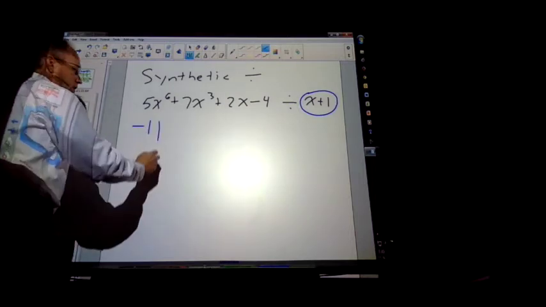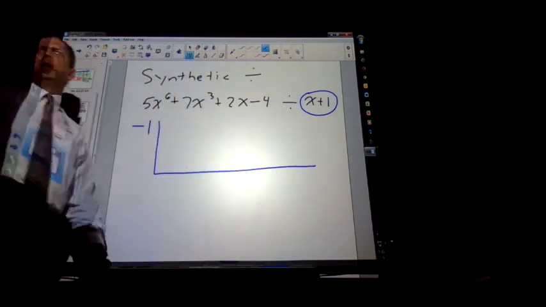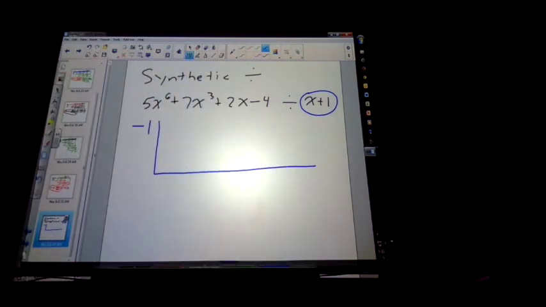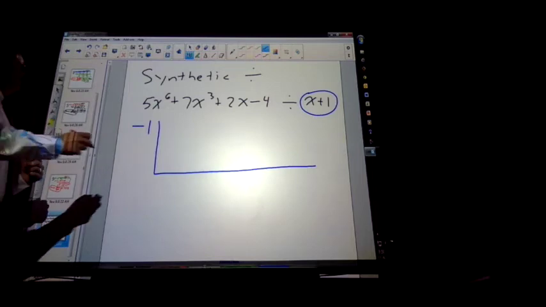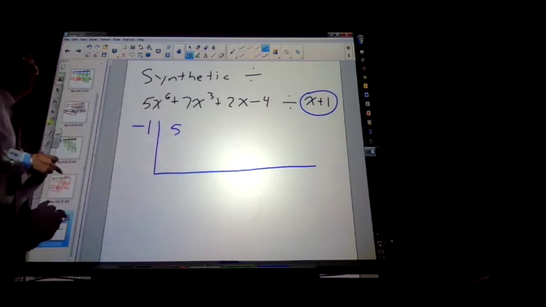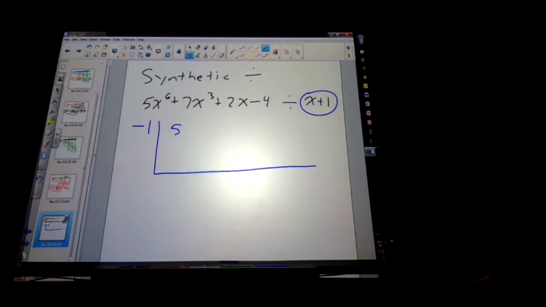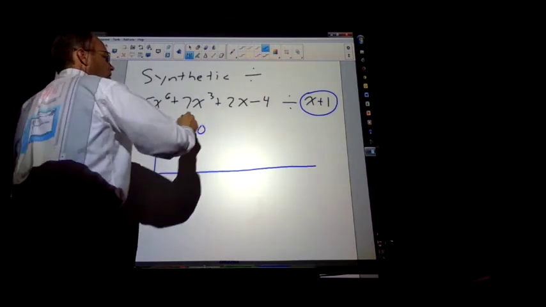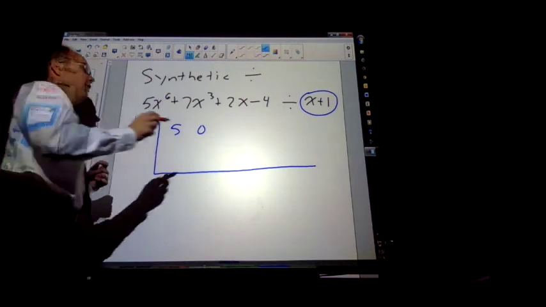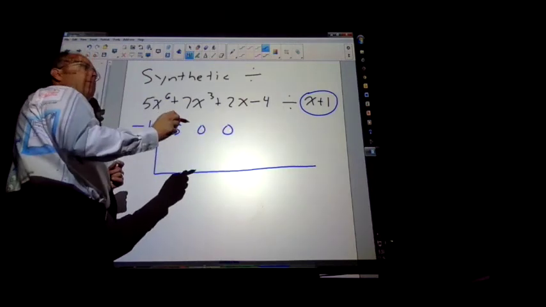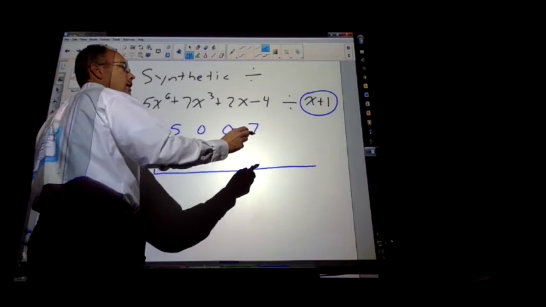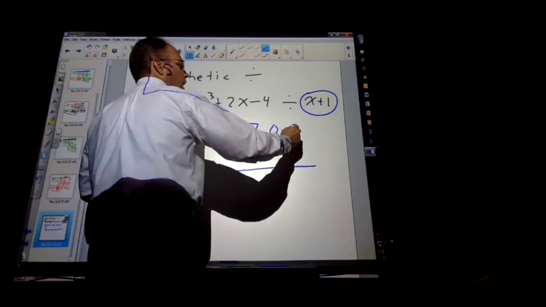Now I'm going to make this upside down contraption, which is probably the first time you've ever seen this. This is a synthetic division sign. You're like, really? I'm telling you the truth. So then I'm going to write only my coefficients, none of the x's. If I have any gaps, I have to put a 0 in place. So I'm going to have a 5, because that comes with the 5x to the 6th. But I'm missing the 5th power, so I need to put 0x to the 5th. I'm missing the 4th power, so I have 0x to the 4th. Then 7. Then 0. Then the remaining coefficients.